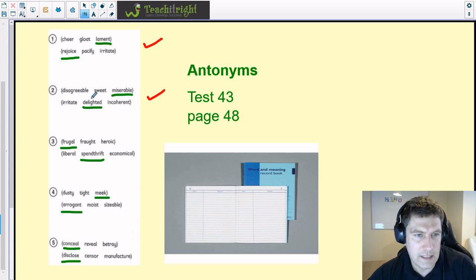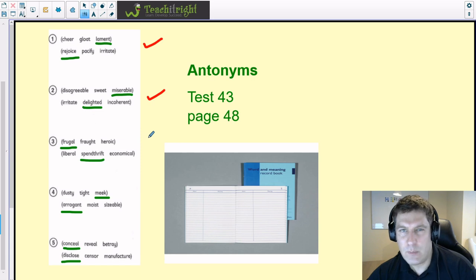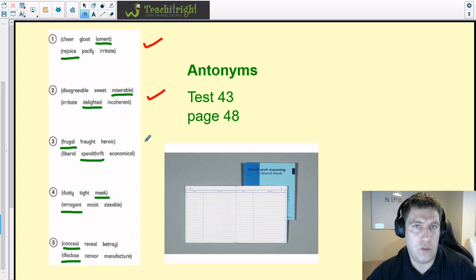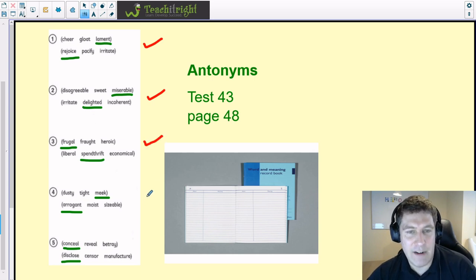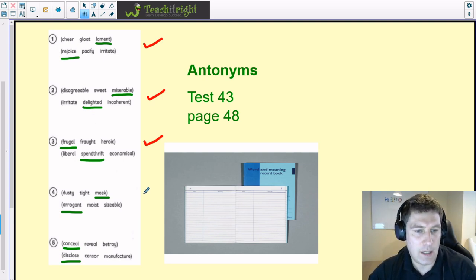We don't need to know all of these other words, as long as you can pick out the words that are opposite. Frugal. Now, if you're frugal with your money, and we do often relate it with money, frugal is where you don't spend a lot. You're economical with your money. Spendthrifty means that you spend it without little thought. A bit wasteful. So again, it's quite an easy one. Meek and arrogant. Meek is quiet and obedient, whereas arrogant is the opposite of that, being loud and brash.